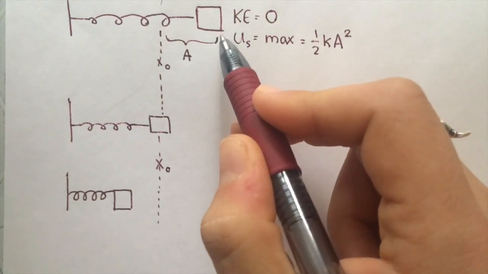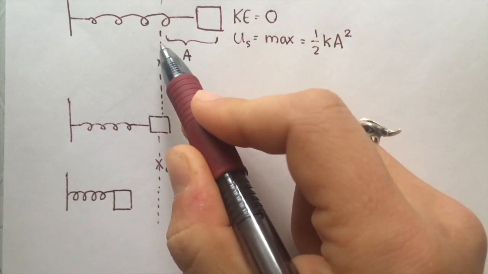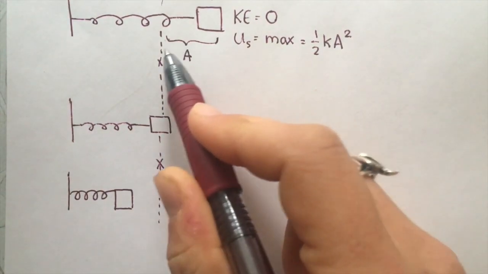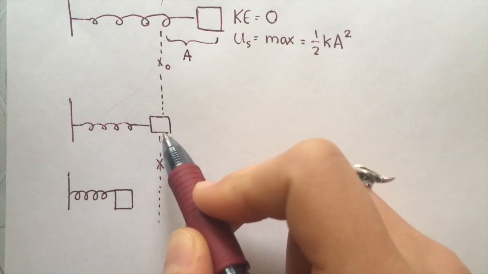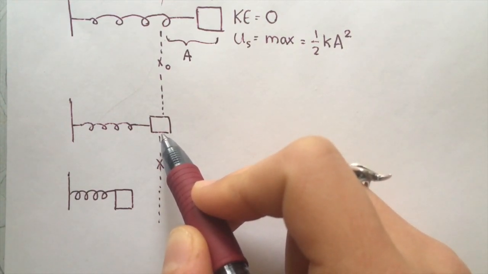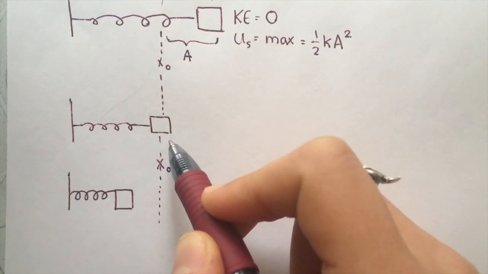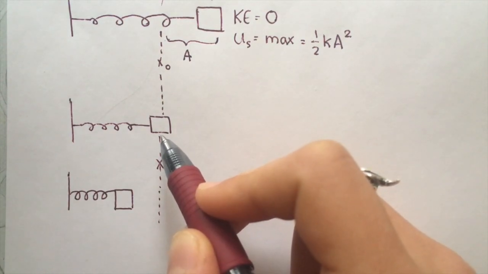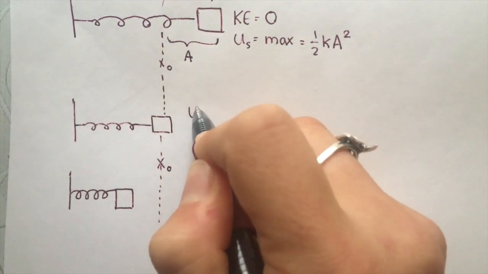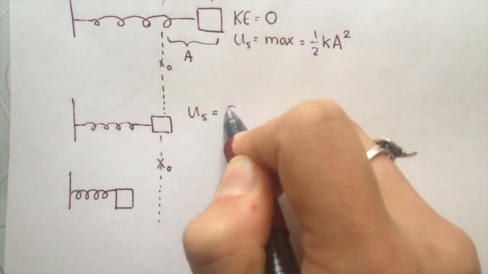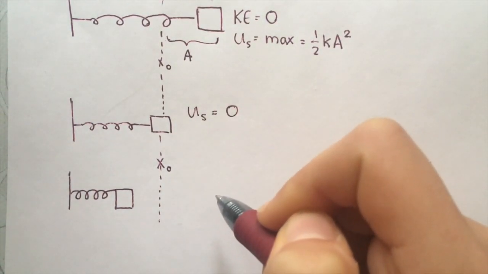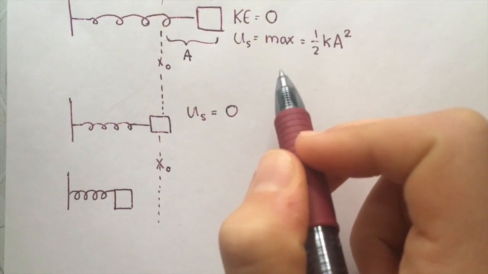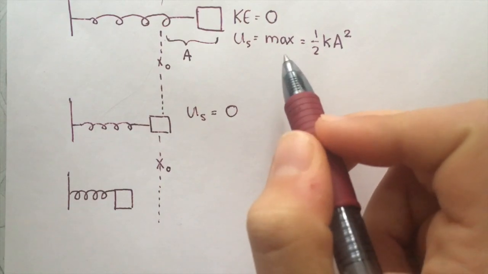Now, the block then goes back to the left because the spring is pulling it back that way, and eventually it passes the equilibrium position. So at the equilibrium position, the spring is not stretched or compressed at all, which means that the spring potential energy is equal to 0.